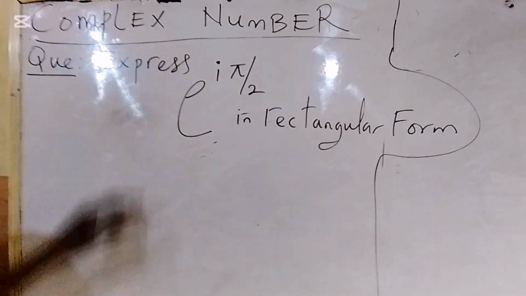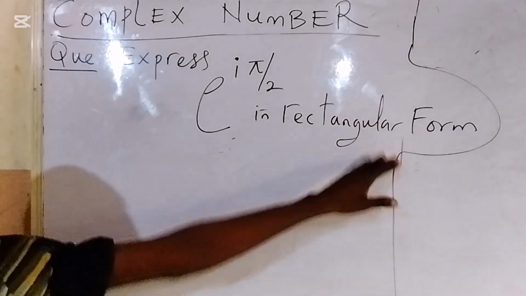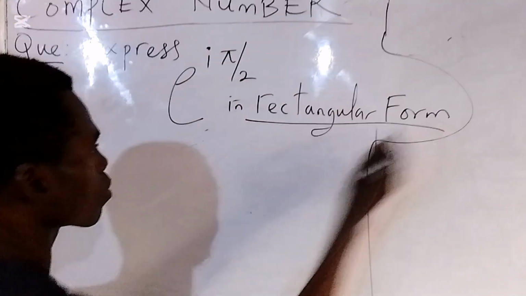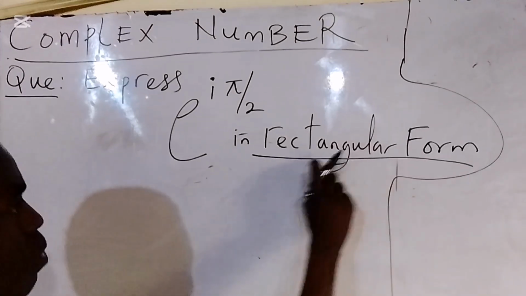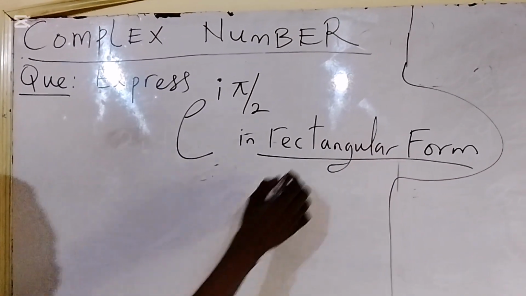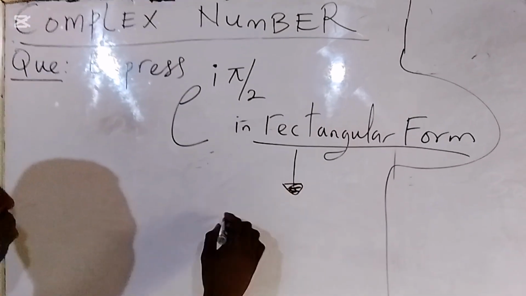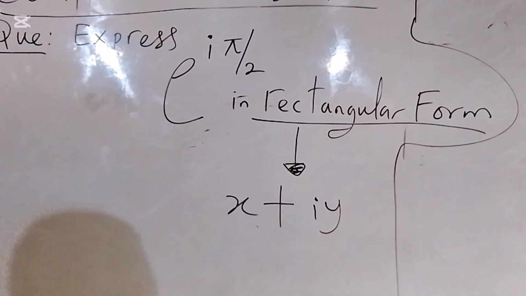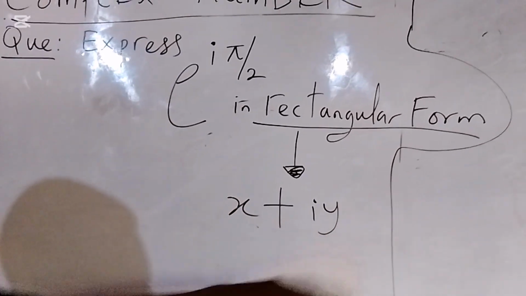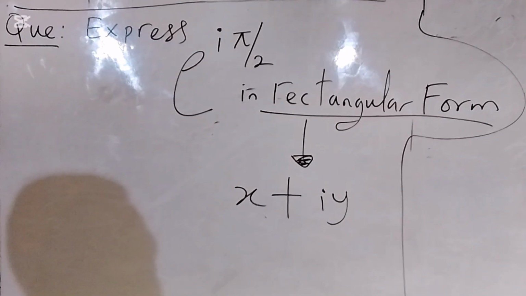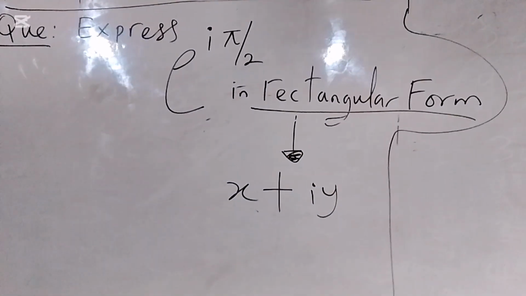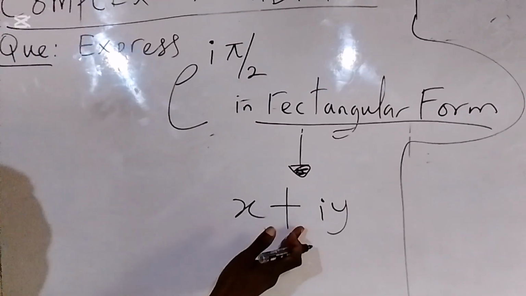The question says, express this in rectangular form. The first thing I want to do today is explain this word. What is the meaning of this phrase, rectangular form? Now, rectangular form means this particular form: x plus iy. So if you are able to write this question like this, then you have successfully turned it to what? Rectangular form. So don't forget what this is, rectangular form. Now, how do I do this?